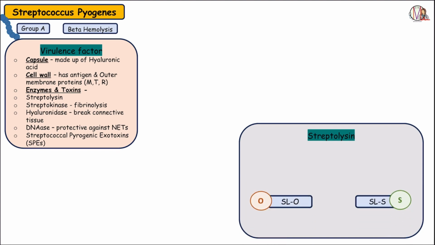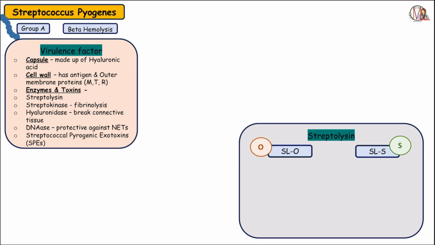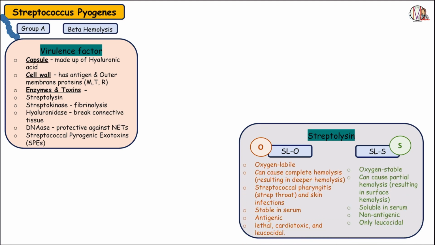Streptolysin is of two types, streptolysin O and streptolysin S. Streptolysin O is oxygen labile and it can cause complete hemolysis, resulting in deeper hemolysis. It is responsible for streptococcal pharyngitis and skin infections. It is stable in serum, it is antigenic, and it is a lethal cardiotoxin and leukocidal. Whereas streptolysin S is oxygen stable, can cause partial hemolysis resulting in surface hemolysis, and it is soluble in serum, it is non-antigenic, and it is only leukocidal.